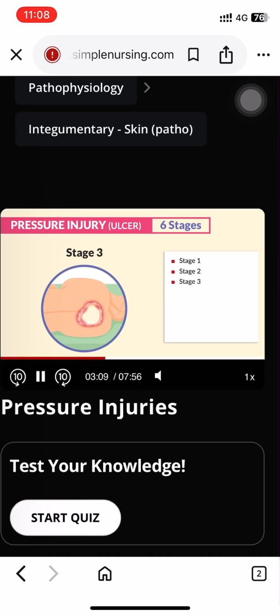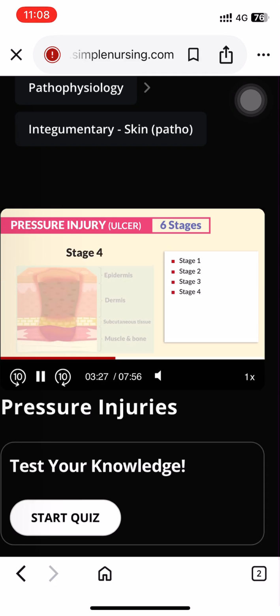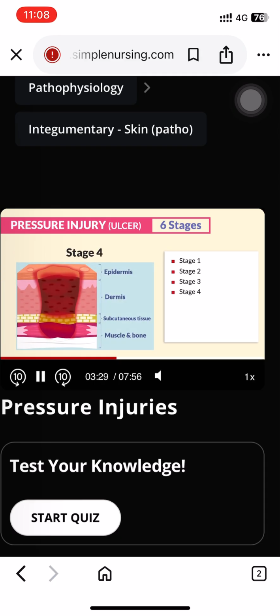Now for stage 3, we have full thickness skin loss, extending into the subcutaneous, that fatty tissue that kind of looks like bubble wrap. The wound may be tunneled under the edges of the wound bed, so just think 3 layers of skin damage for stage 3. Now stage 4, this one is the worst. It extends all the way down into the muscle, bone, or even tendon. So just think 4 layers of skin damage for stage 4.